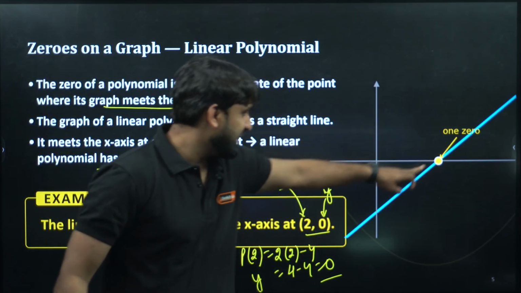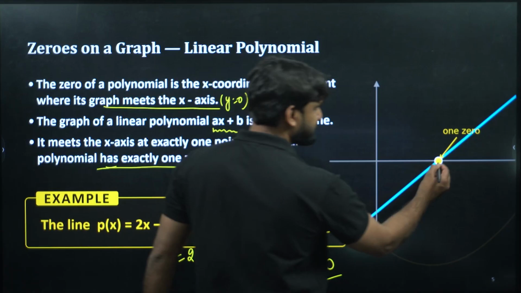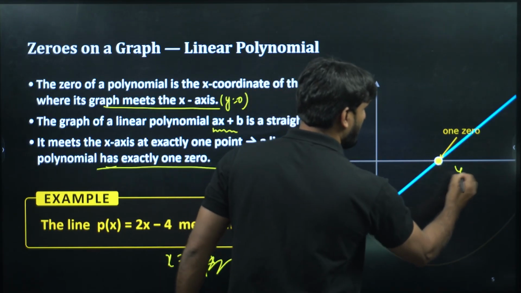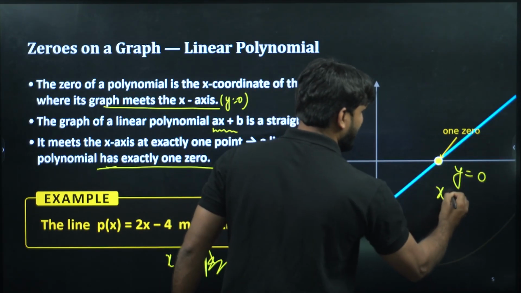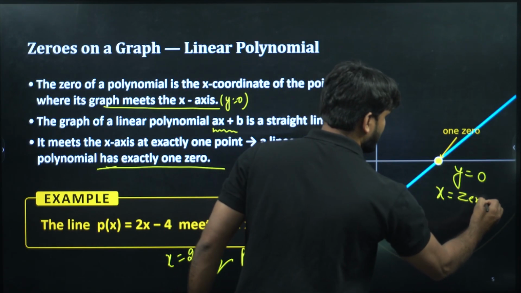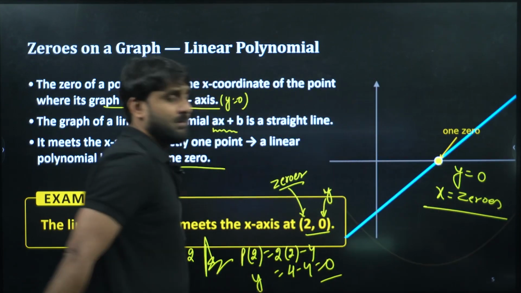So this is a straight line, blue color, and here at this point y coordinate is 0, so the x coordinate will be the zero. This will be your answer.